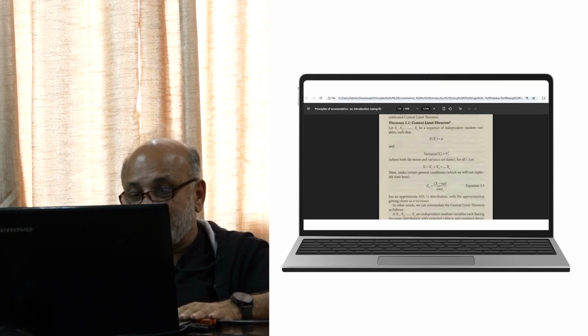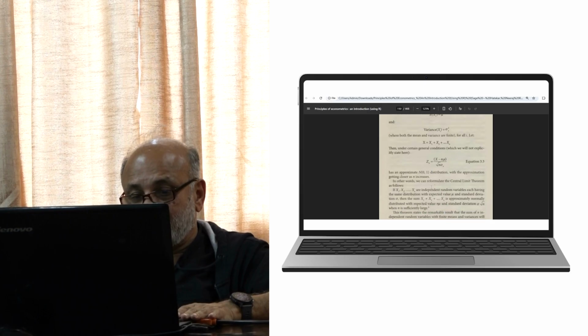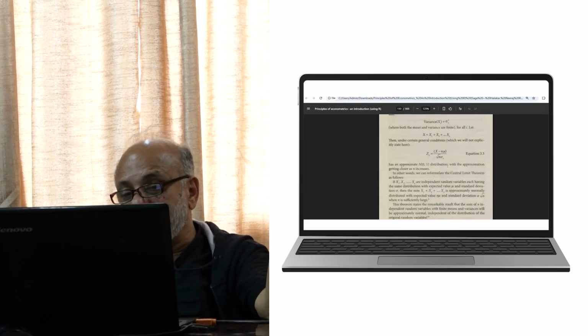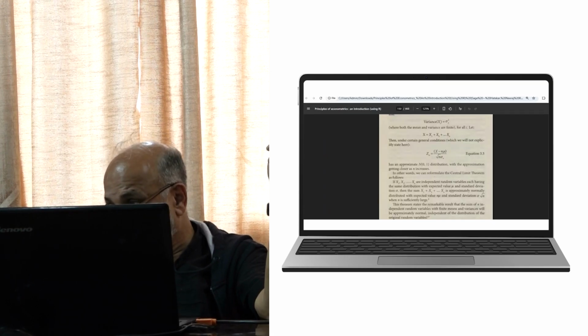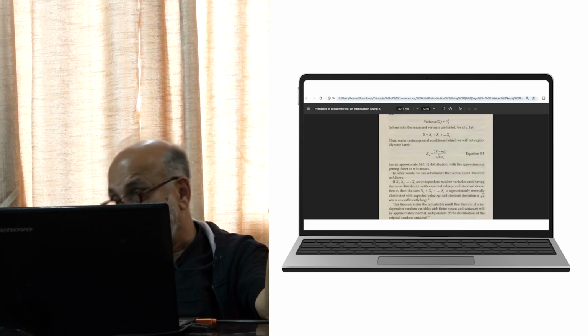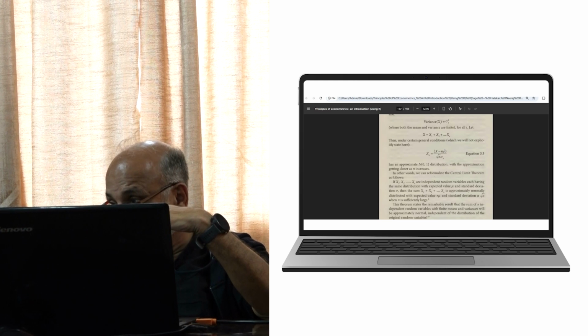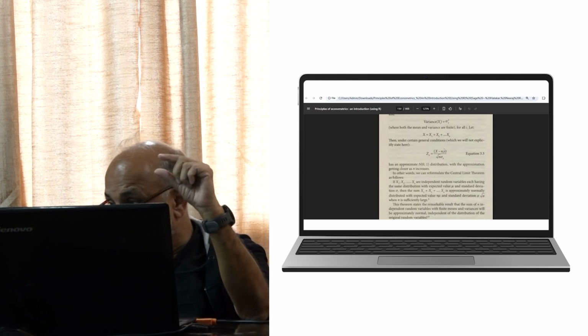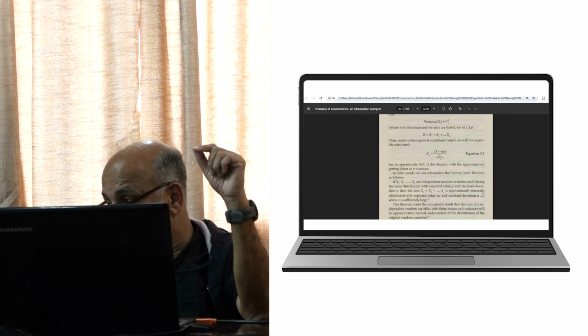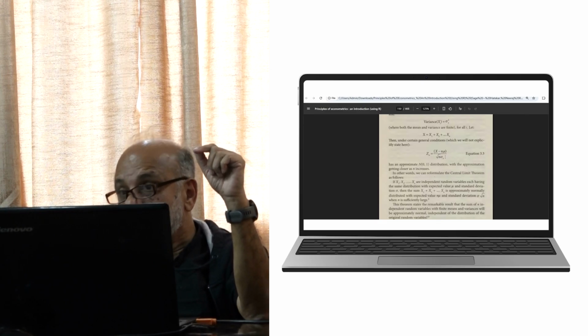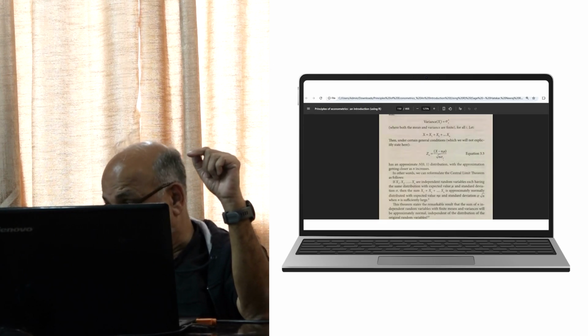Actually, interestingly, if you divide the numerator by n, what will you get? This will be summation x upon n, which is x bar, minus n mu divided by n, so mu. So x bar minus mu will be in the numerator. What will be the denominator? Sigma, because we are dividing by n.